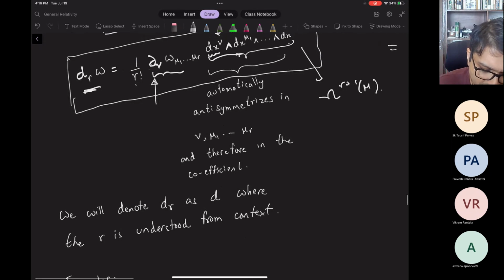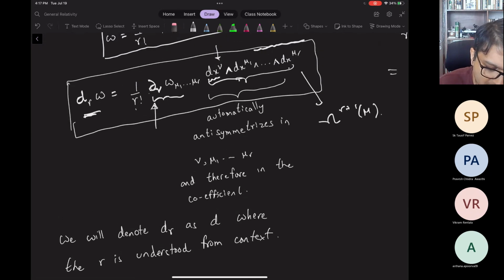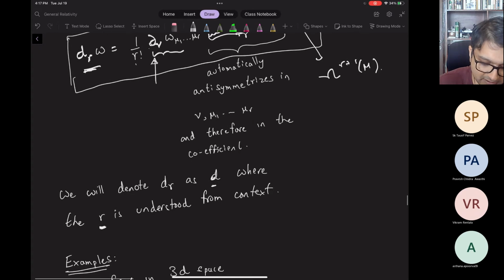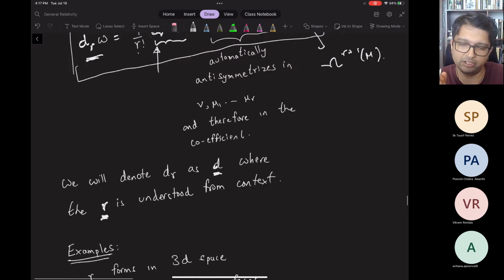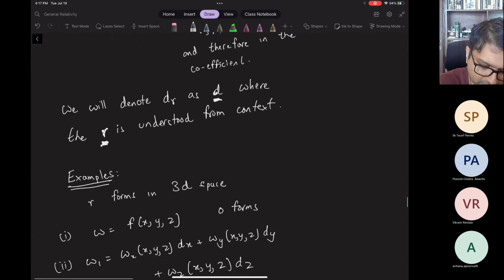Now, from now on, we will denote this d with the subscript r as just d, where the r is understood from the context, depending on the rank of the form that you're differentiating. This can be a little confusing, but it's the standard convention to drop the subscript r. When needed, we'll reintroduce the subscript r just to remind ourselves what we're differentiating.